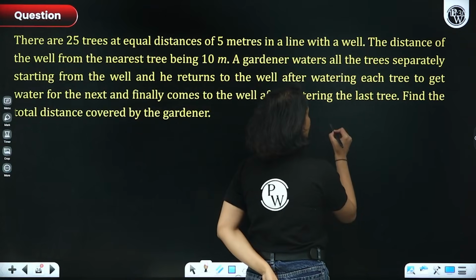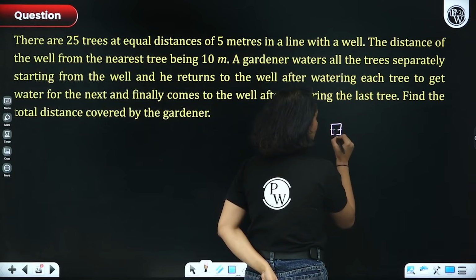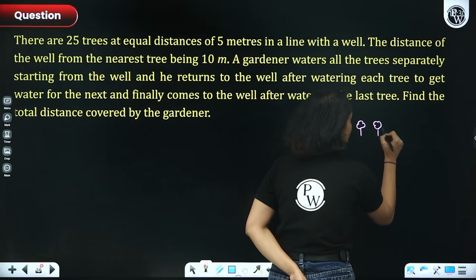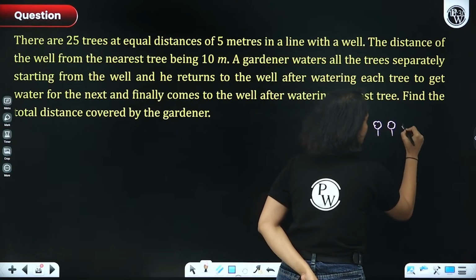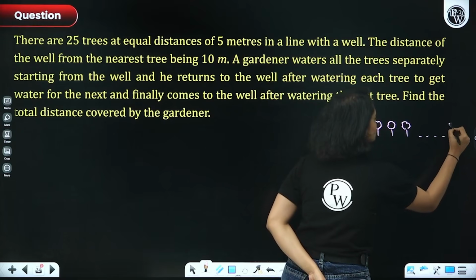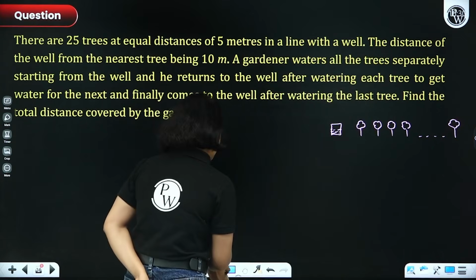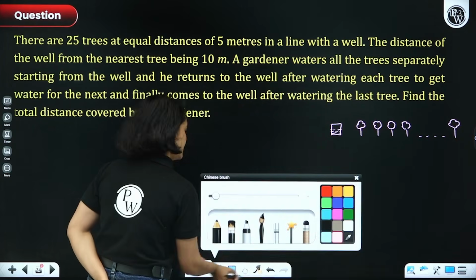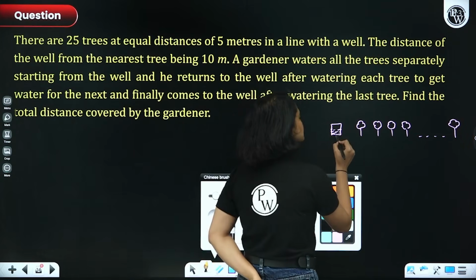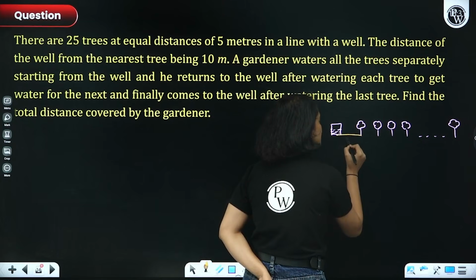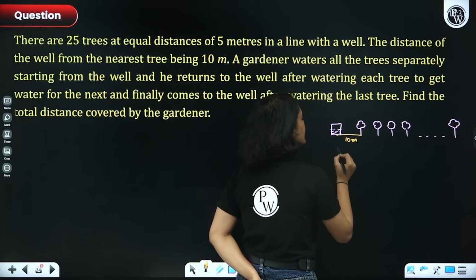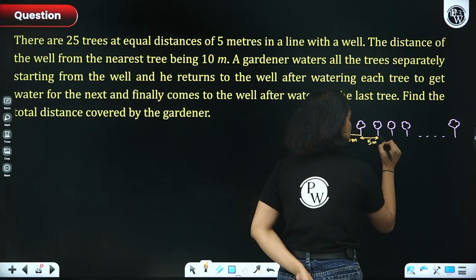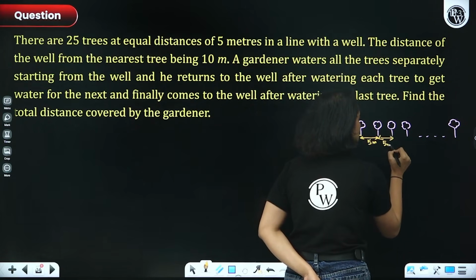So what is happening, everyone? We have a well, and we have trees. How many trees are there? 25. So till here, 25 trees are there. Now, the distances between the trees as well as the well are given to us. The distance between the well and the first tree is 10 meters, and between consecutive trees, the distance is 5 meters. All these distances are 5 meters respectively.